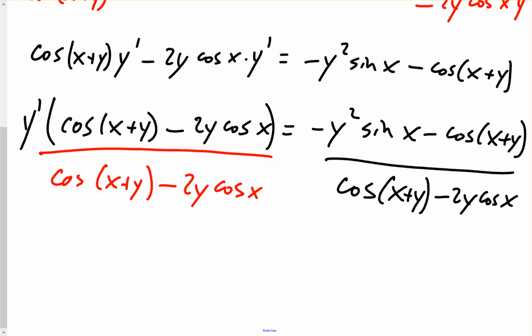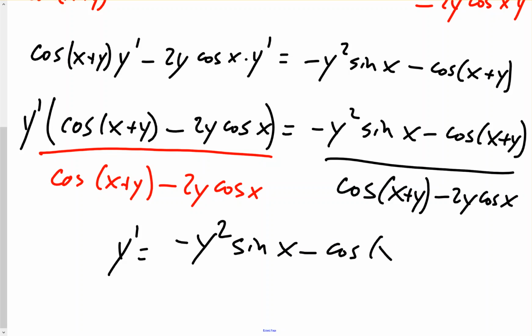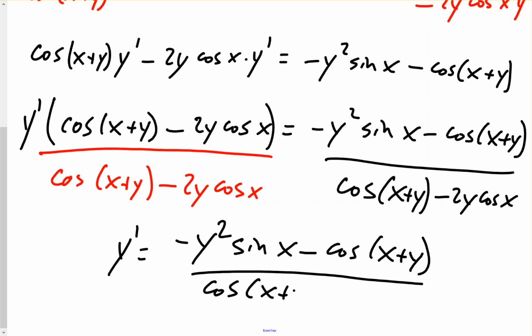So we have y prime equals negative y squared sine x minus cosine of x plus y, all over cosine of x plus y minus 2y cosine of x.